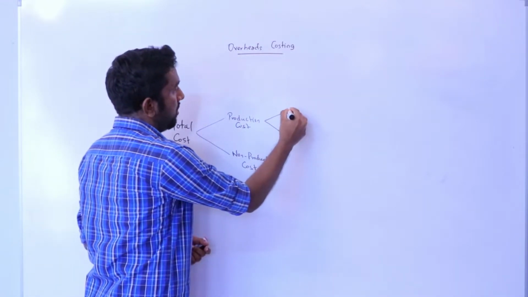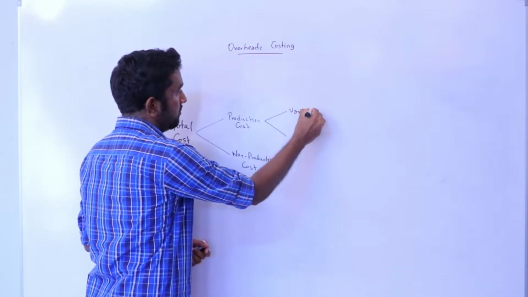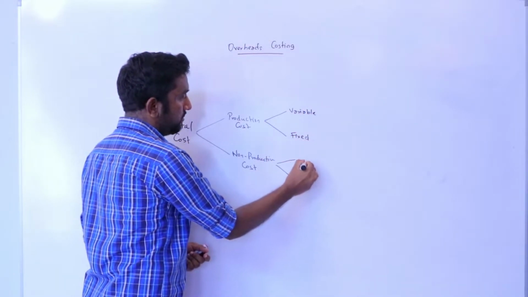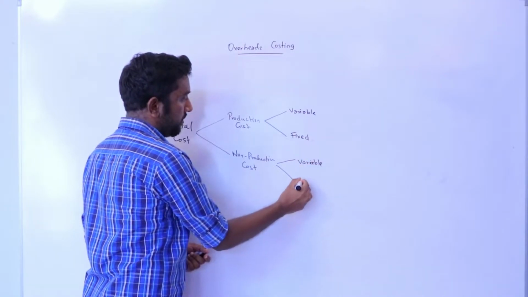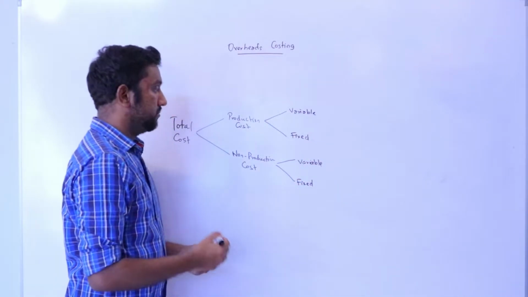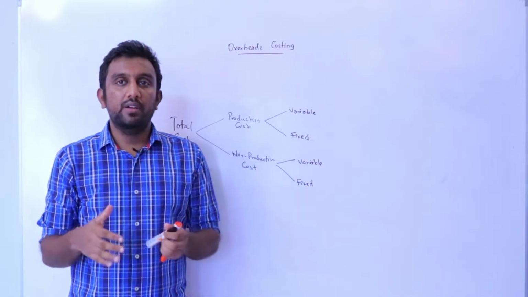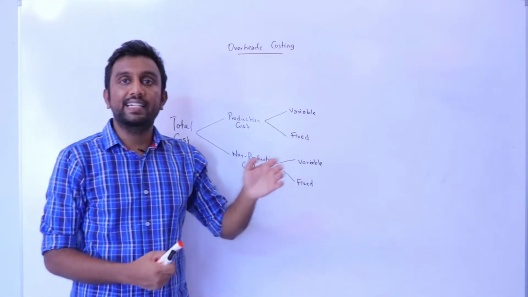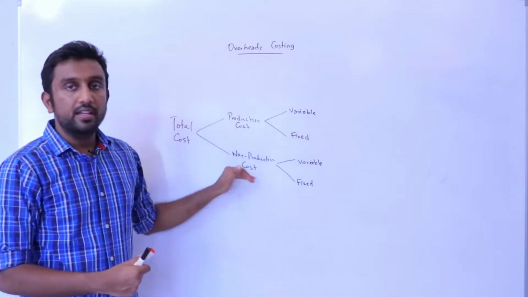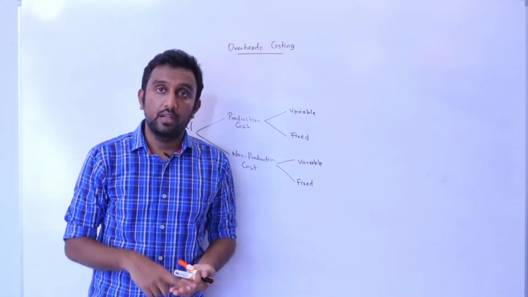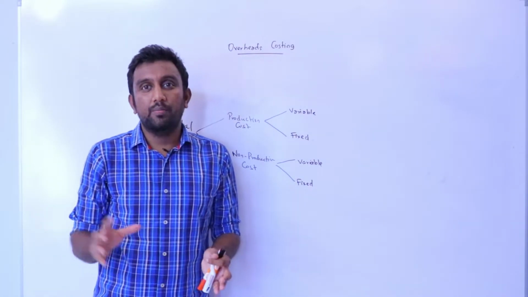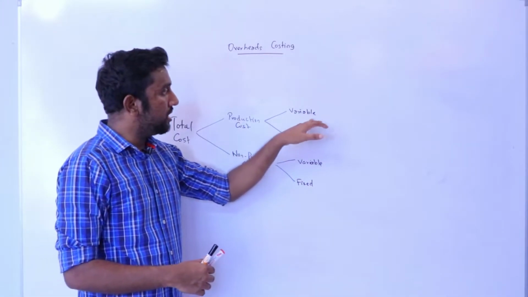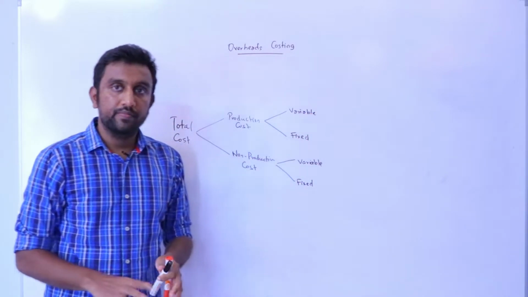Production cost, again we are dividing into two. Let's say variable and fixed. Here again variable and fixed. So under different bases we are dividing cost into different types. Sometimes we would divide the production cost into direct and indirect, and the non-production cost into selling, admin and other cost. So that depends on the basis of our classification. For this classification, I divide the cost into variable and fixed, right?